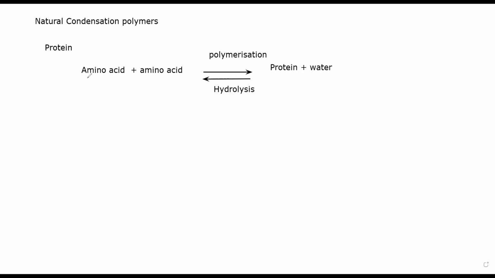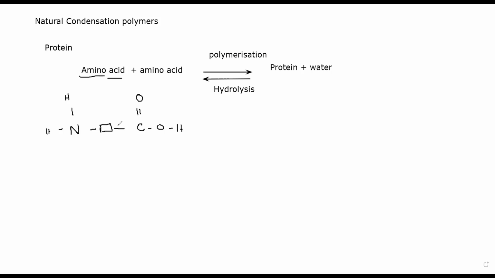What is the structure of amino acids? From the name you can understand its structure. It is amine and acid. So basically it contains an amine group as well as an acid group. So when we draw the structure of an amino acid, this is one amino acid. On one side it contains amine, on the other side it contains acid, and between them there is a carbon chain link.